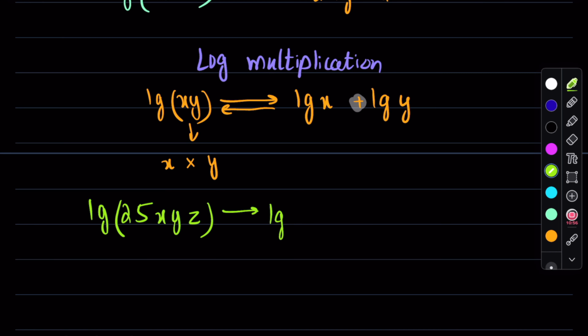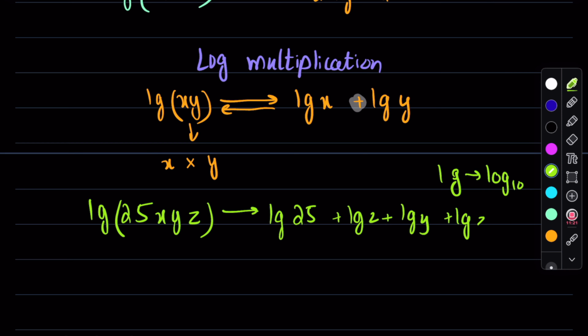Okay, I hope you know this. lg, with the base of 10, means log 10. Well, lg means log with the base of 10. I have discussed this concept in the previous video. Make sure to check it out in the first video basically. Okay, so we can write it as log 25 plus log x plus log y plus log z, because the entire terms were being multiplied by each other. The case was 25 times x times y times z.